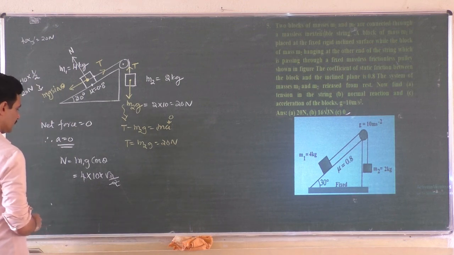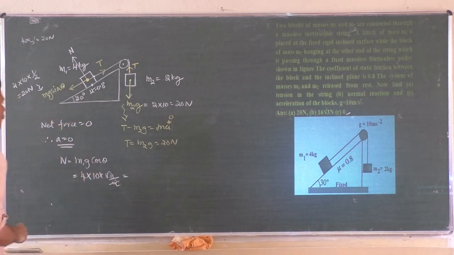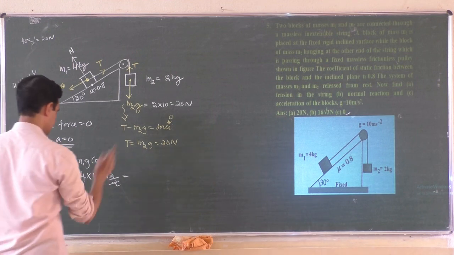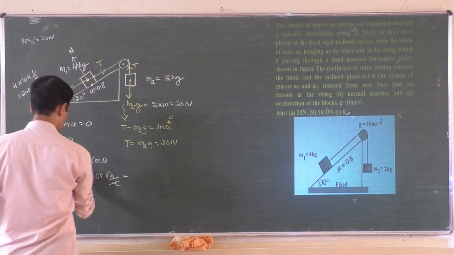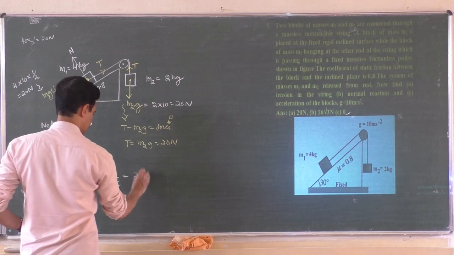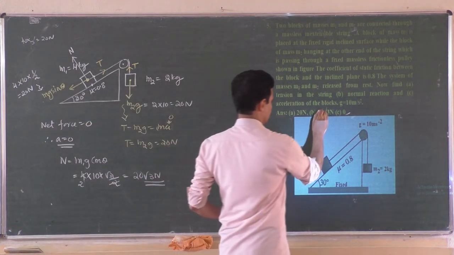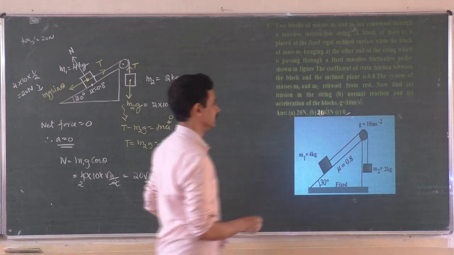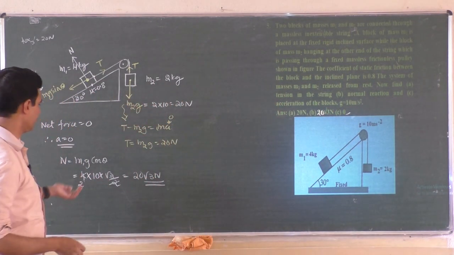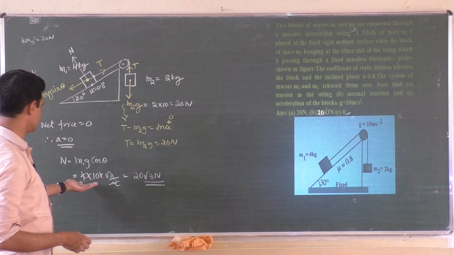N is mg cos theta. The friction should be Fs equal to maximum mu into normal reaction. Only this much. That answer is wrong. So this is 2 times, that is 20 root 3 Newton. Yes, it is not 16, it should be 20 root 3 Newton. Correct. Alright, there is no mistake in this.